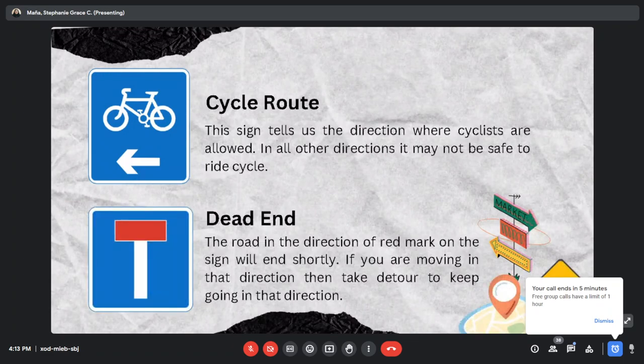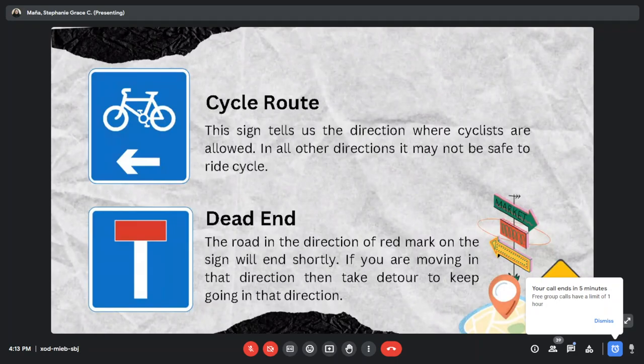Cycle route. So this sign tells us the direction where cyclists are allowed. In all other directions, it may not be safe to ride a cycle. So this, guys, you can see even in CDO, like there are cycle routes, or at the DV, sa Veles, naa. It is indicated as cycle route or only cycles or bikes are allowed to use, but usually the jeepneys are included here in the Philippines. So the next one is dead end.